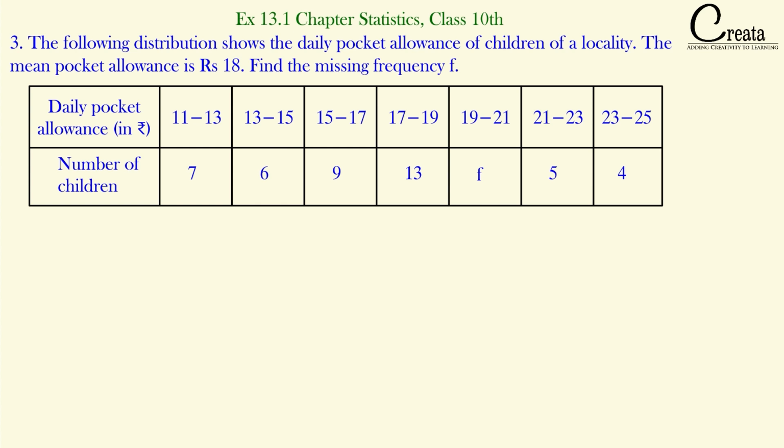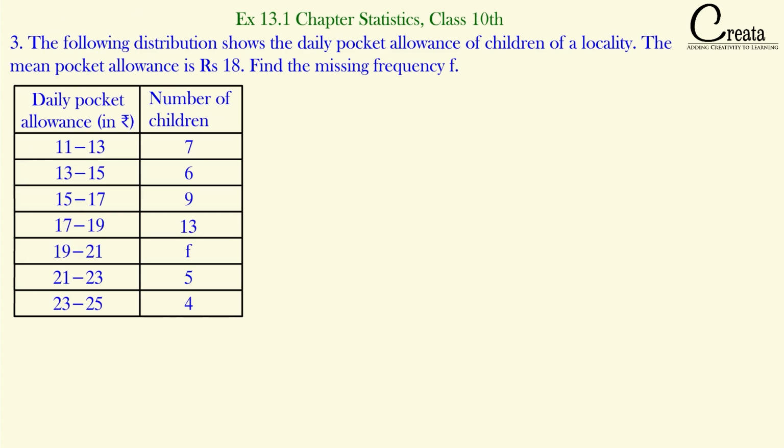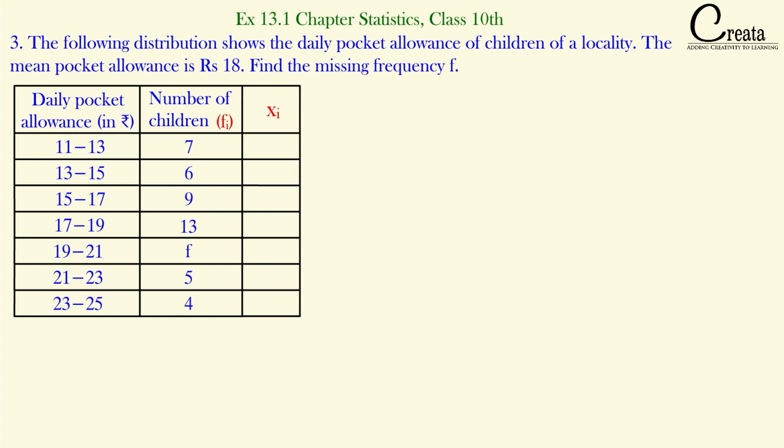Let's approach the question. Let's convert the rows into columns, the standard format of the table that we have seen for the previous questions too. Here the number of children is the frequency, how many times our observations are repeating. The observation is the daily pocket allowance, given in rupees. So the frequency is the number of children, which we will denote as fi. Further, let's find xi, that is the observation, also the class marks.